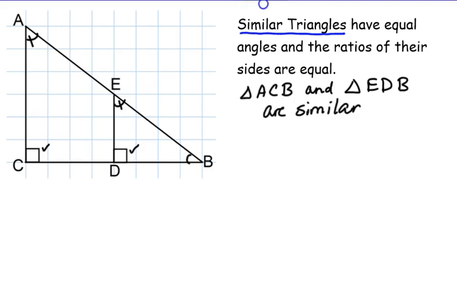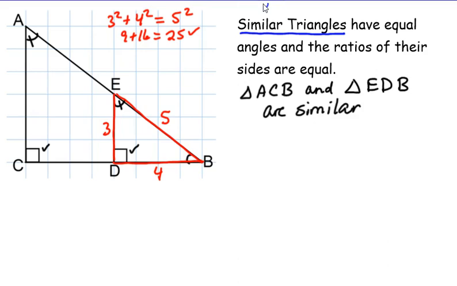The smaller triangle has sides of 4 and 3, and you might recall from the Pythagorean theorem that this side would have to be 5. 3 squared plus 4 squared equals 5 squared. 9 plus 16 equals 25. Okay, so that's called a Pythagorean triple. It's a special type of triangle.